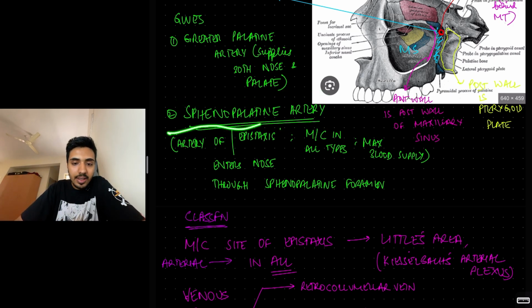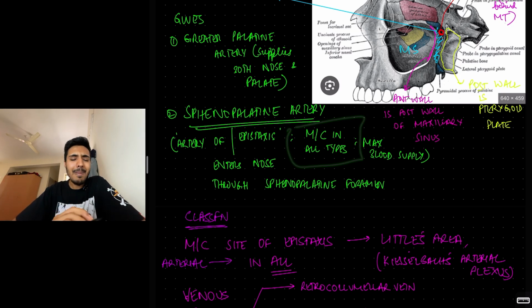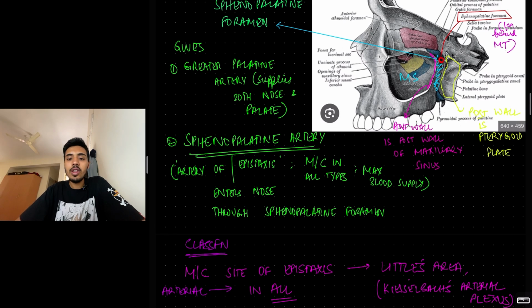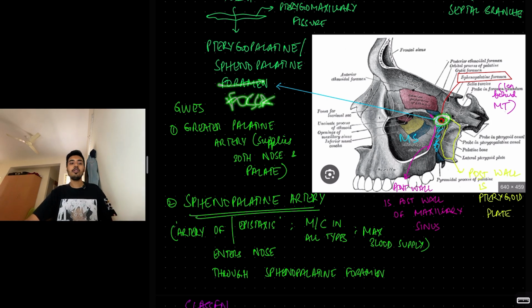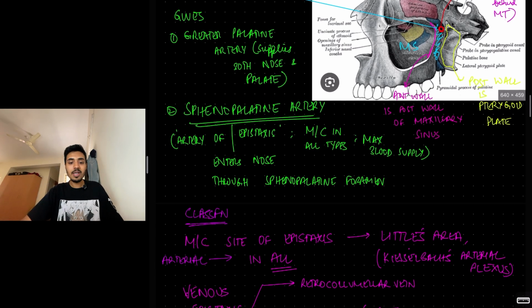This is the artery of epistaxis. This is the most common artery that gets injured in all types of epistaxis. Maximum blood supply to the nose is from this sphenopalatine artery. So what happens? This sphenopalatine artery, from the sphenopalatine fossa, enters into the nose through the sphenopalatine foramen. It enters into the lateral wall of the nose and then supplies the lateral wall of the nose. So that is about the external carotid artery blood supply.